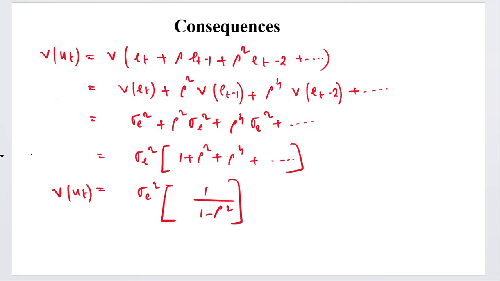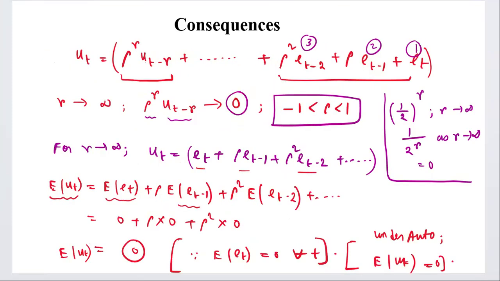Now notice one thing: if you put rho equals 0 in this expression, what will you get? Variance of u_t will simply be sigma_e squared, and then it will be, sorry, not homoscedastic, it will be not suffering from autocorrelation. Sorry for that. See, what is the importance of rho here? This expression is sigma_e squared upon 1 minus rho squared.